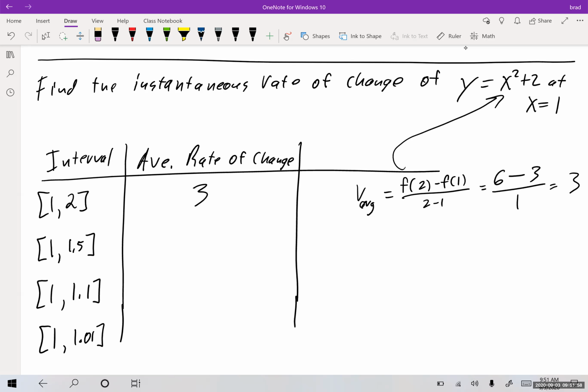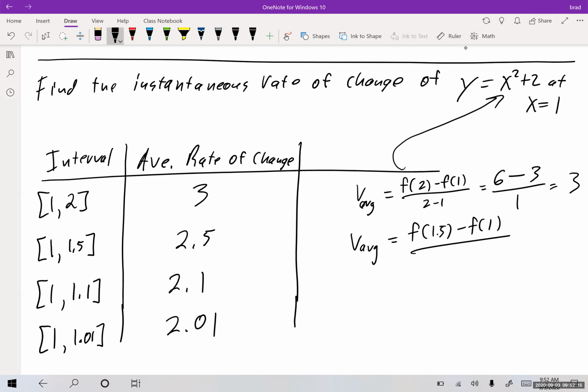All right, so hopefully after you've unpaused the video, you ended up getting 2.5 for this one, 2.1 for this one, and 2.01 for this one. And all I did was the same thing you guys did. I did V average again, and this time I did f of 1.5 minus f of 1, all divided by 1.5 minus 1, which should give you 2.5. Okay, so we're literally doing what I did right here.